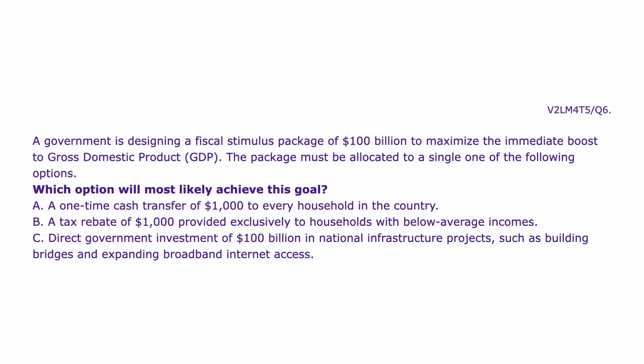A government is designing a fiscal stimulus package of $100 billion to maximize the immediate boost to gross domestic product, GDP. The package must be allocated to a single one of the following options. Which option will most likely achieve this goal? A. One-time cash transfer of $1,000 to every household in the country. B. A tax rebate of $1,000 provided exclusively to households with below-average incomes. C. Direct government investment of $100 billion in national infrastructure projects, such as building bridges and expanding broadband internet access.